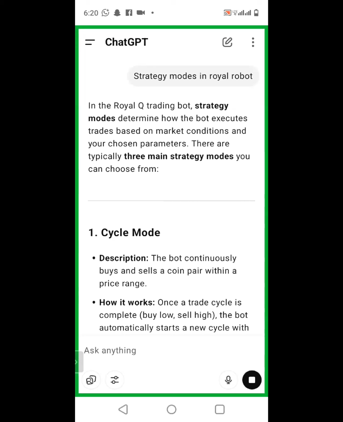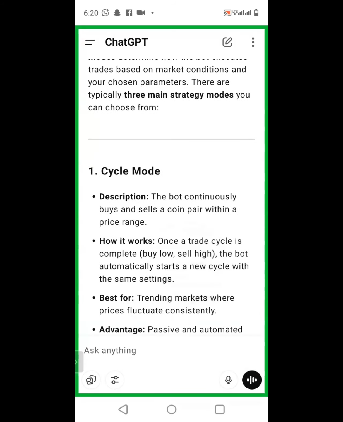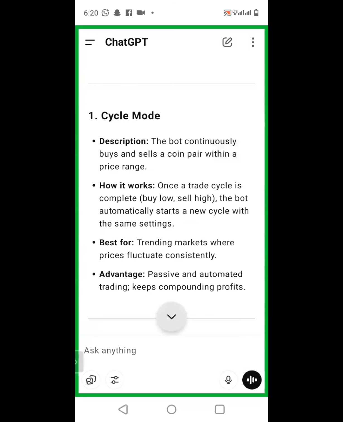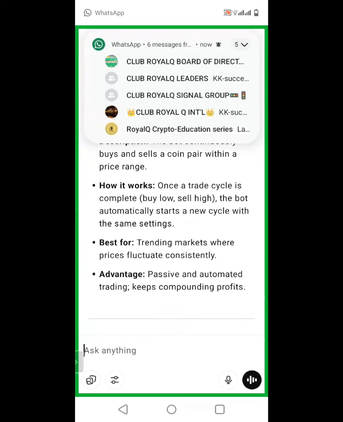They determine how the bot executes its trades based on the market condition. So this strategy mode is based on what you really want to know about and those things you need to apply so that your trading can go fine. And these parameters are what the robot will use to do your business for you.